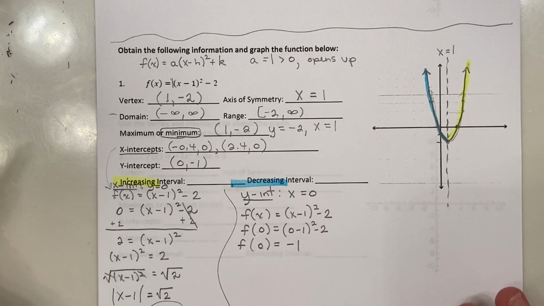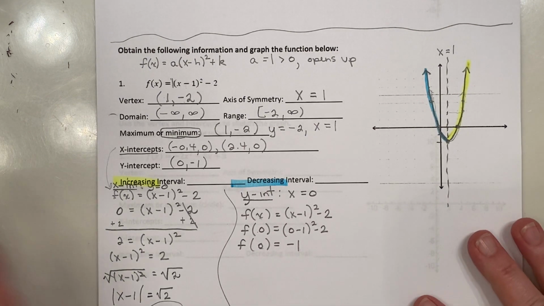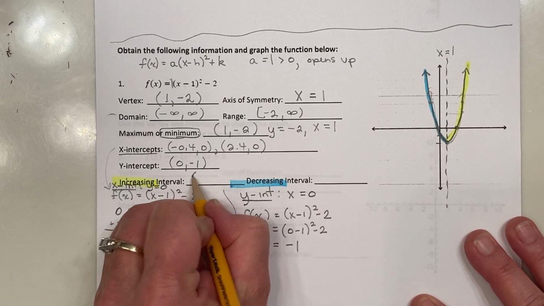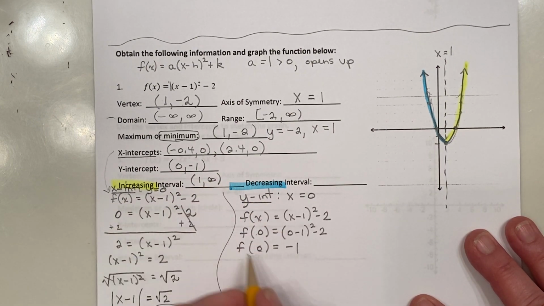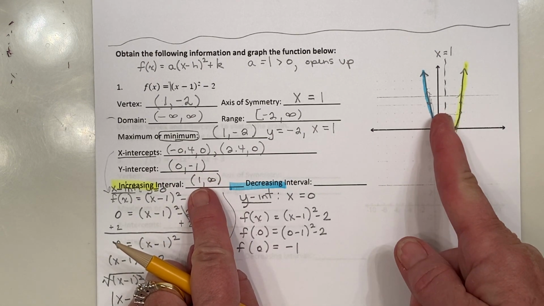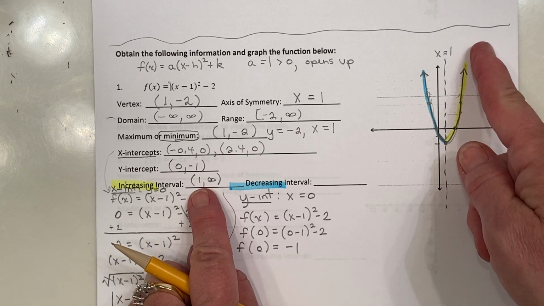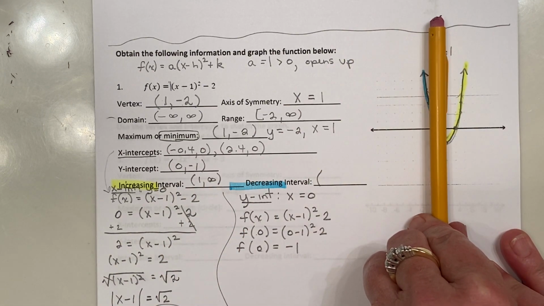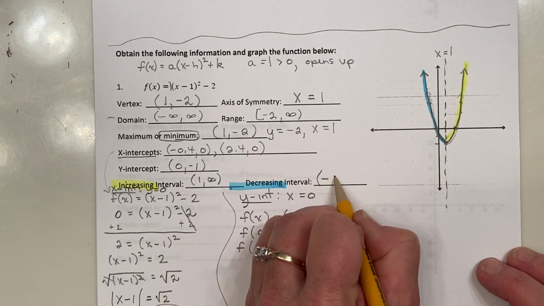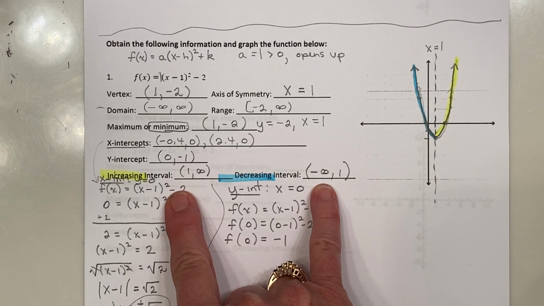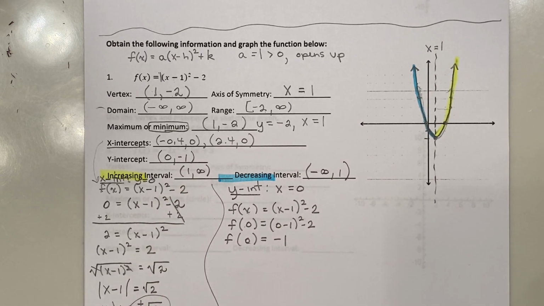Okay, the increasing interval of x's, so from x equals 1 to infinity, the graph of the function is increasing. Now remember, this is not an ordered pair. This describes a set of x's on which this graph is going up. And the graph is decreasing from -infinity up to x equals 1. And never brackets on the increasing, decreasing question, only parentheses.